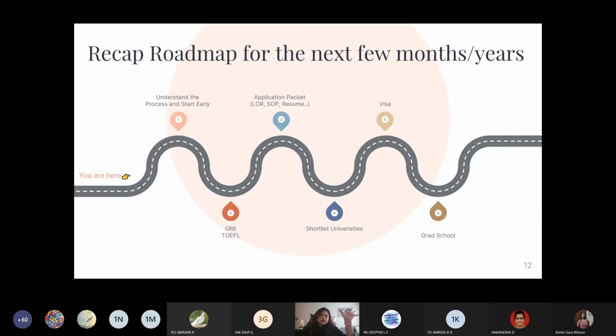So I've given you a list of things that you need to look at, right? There are things like the CPT and SOP and LORs and stuff like that. I'm pretty sure we'll be having other sessions as well. So the list of things that you need to look at and understand. Visa is an extremely important process that you need to understand. Do you want to settle down here? Do you want to go back to India? What do you want to do here? So understand the process early in the step.